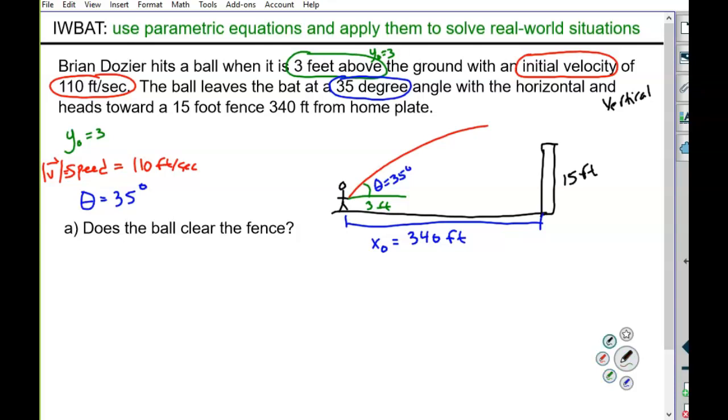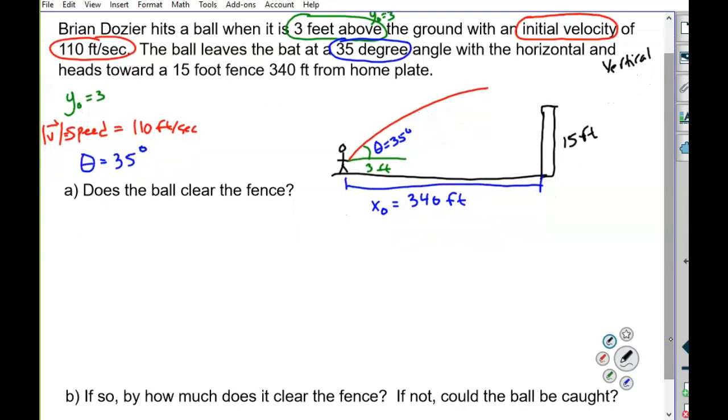Okay, now, what we need is the equation to figure out, does the ball clear the fence? Well, actually not y, we need y. If the ball clears the fence, that means we have to get higher than 15 feet. Well, to know if we get higher than 15 feet, we first have to figure out how far the ball is traveling, or in time, how long does the ball travel? Let's first do that.